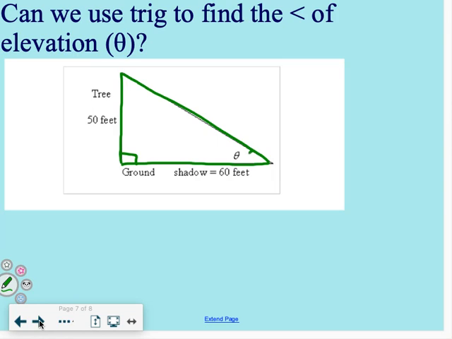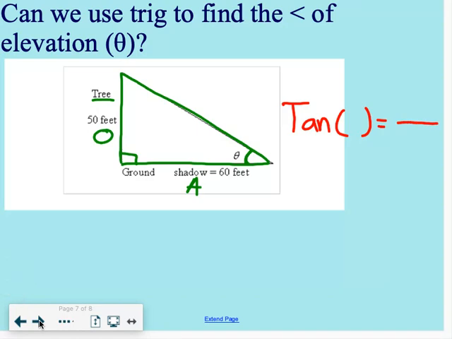So what we need to do is focus on theta, this angle here. We think about the sides we are given. This tree is our opposite side. The shadow down here is our adjacent side. So just like the one before this, if we have opposite and adjacent, we have tangent of our angle equals a fraction.